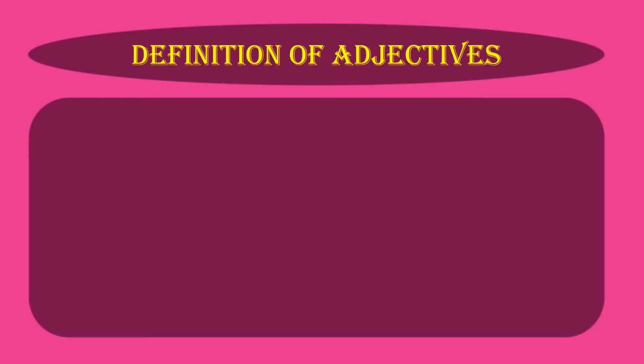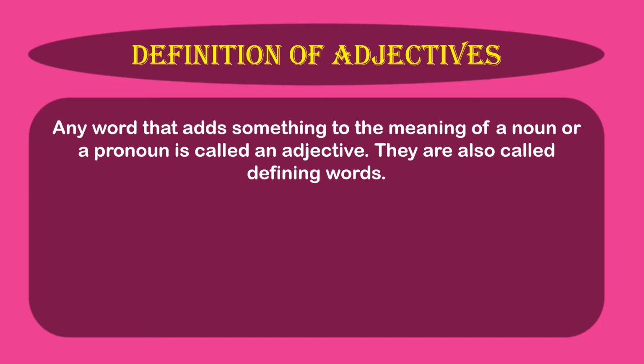Adjectives, the definition is here. Any word that adds something to the meaning of a noun or a pronoun is called an adjective. As we all know that adjectives are the adding parts, okay, which are adding some meaning to the nouns or pronouns, and that is why they are also called defining words, because they define the noun or pronoun. Okay, so example is here.